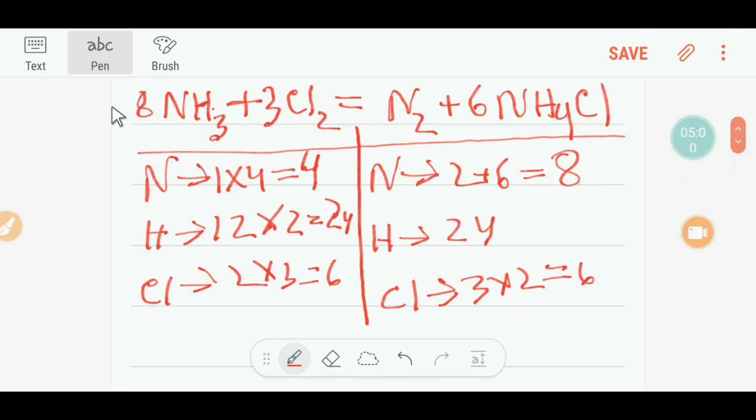If you place here coefficient 8, then you are getting here 8 hydrogen, 8 nitrogen, right? So you have to update your nitrogen. I am getting here 8 nitrogen, and I am getting here 8 times 3, that is 24 hydrogen. Okay, so our hydrogen is balanced, our chlorine is balanced, our nitrogen is balanced. So you can say that this equation is balanced now.